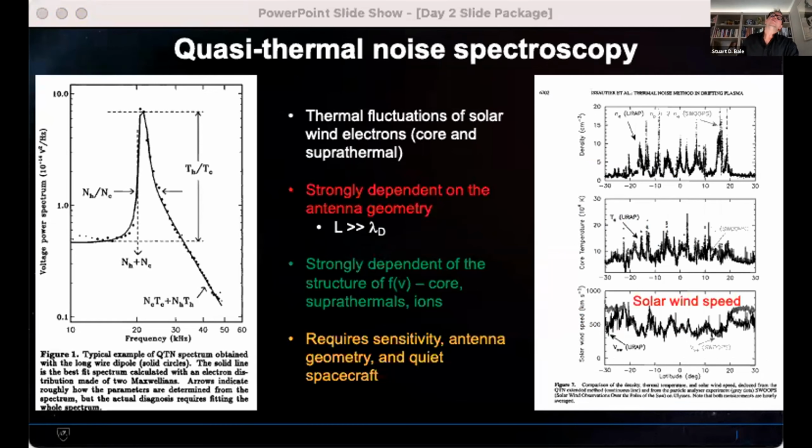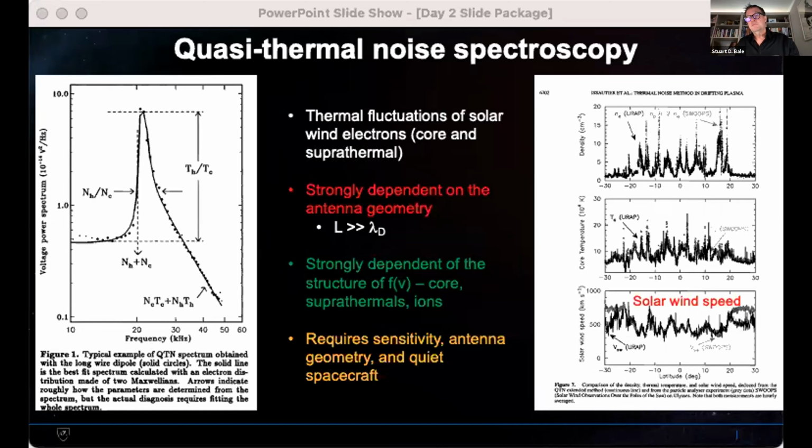Quasi-thermal noise is essentially the interaction of the thermal fluctuations of the electron populations with an antenna. The thermal fluctuations in the plasma induce currents in the antenna, and you can measure those currents relatively easily. The spectral shape of that fluctuation spectrum gives you very important diagnostics on the total density of the plasma, which is simply the location of that peak, and on relative densities between superthermal and thermal populations and relative temperatures as well. So it's a very powerful diagnostic.